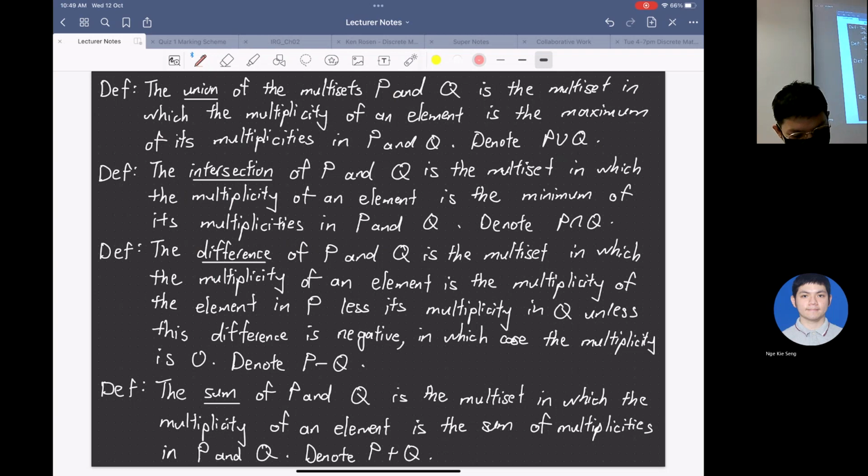So this is the definition. But of course, you can ask why we define it. Why is the intersection not the maximum? Why not? You can think about it. I think there's a reason.